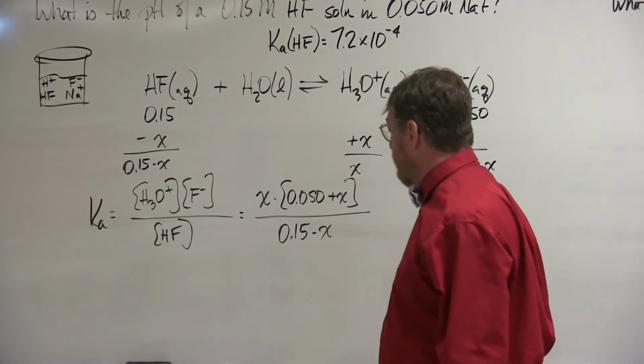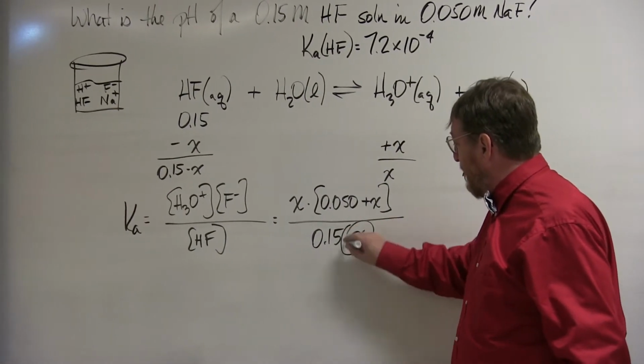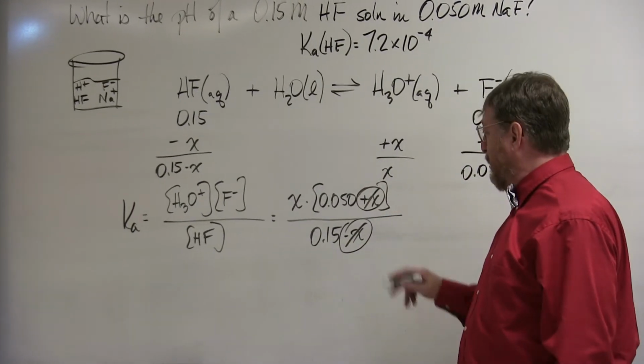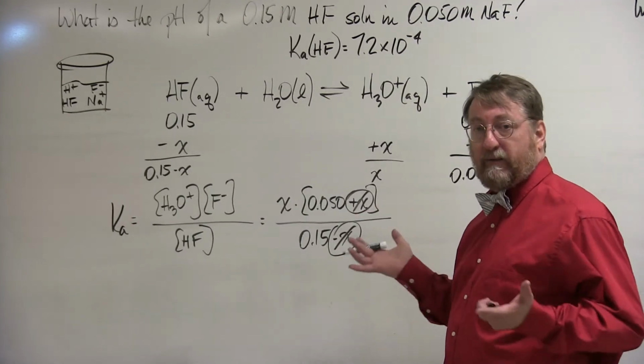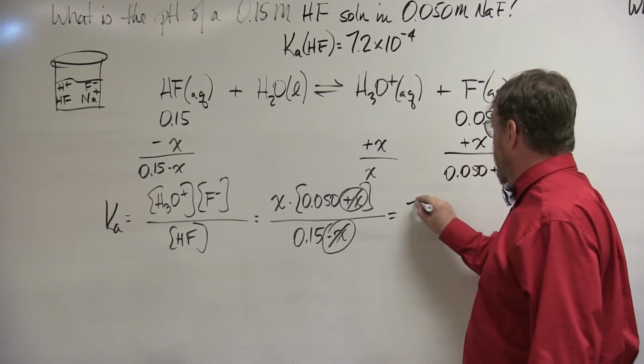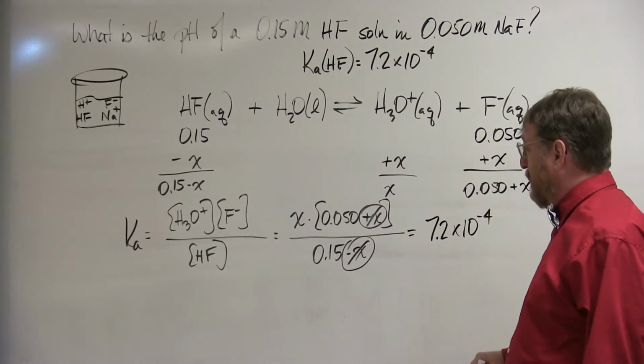Now, to prevent having to use the quadratic formula, I'm going to say the minus X here is negligible, and the plus X here is negligible. They're both going to drop. Anything plus or minus can be dropped off. We're going to check it, doing the 5% check at the end. Ka is 7.2 times 10 to the minus 4.